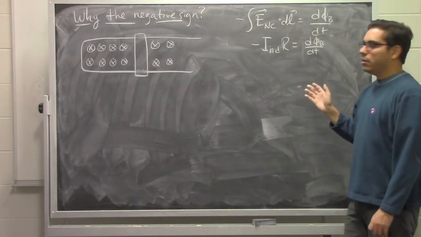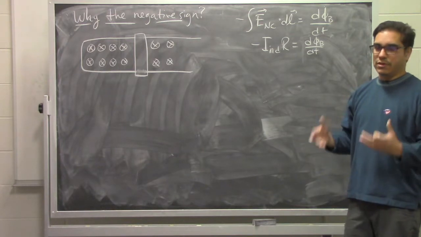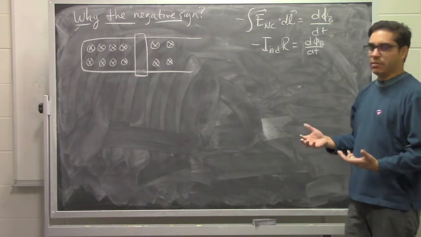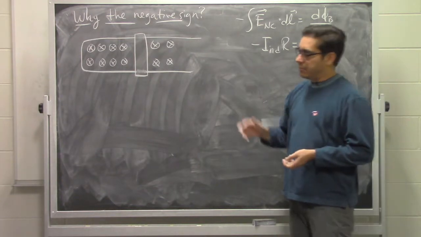If it weren't there, we'd actually have a perpetual motion machine. We'd have a problem with conservation of energy. We'd have a problem with conservation of linear momentum. And all of that comes to bear in this particular example.